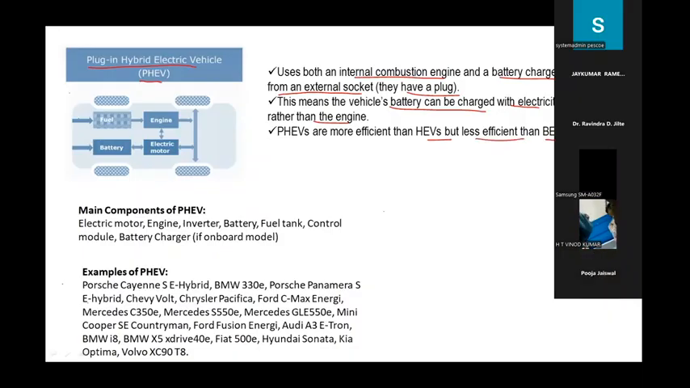Examples of plug-in hybrid electric vehicles are listed and displayed on the screen. These are very high-end cars, like those from BMW, Mini Cooper and Mercedes, that employ plug-in hybrid electric vehicle technology.